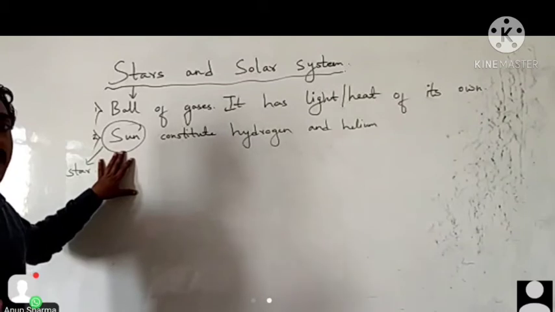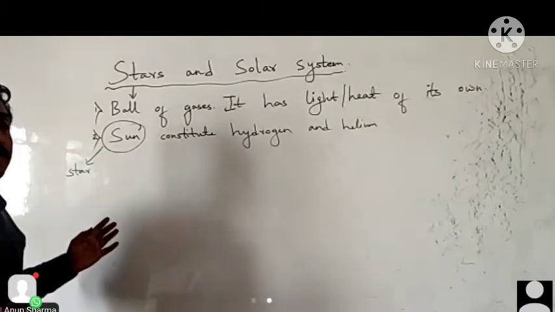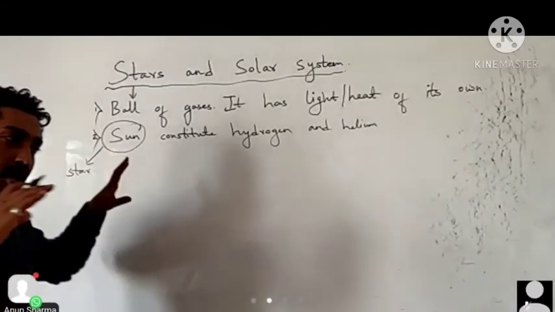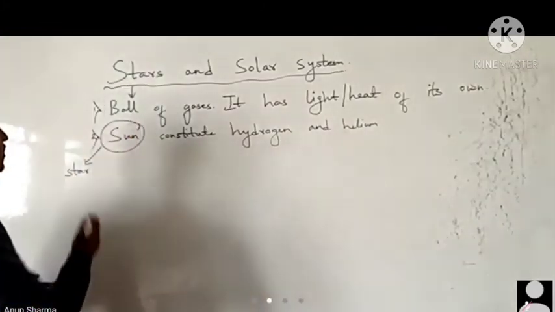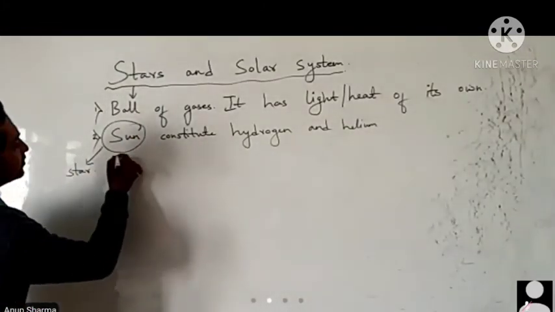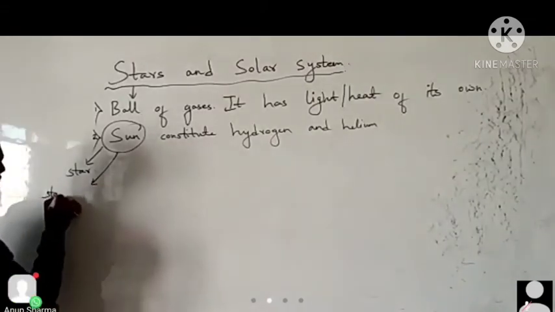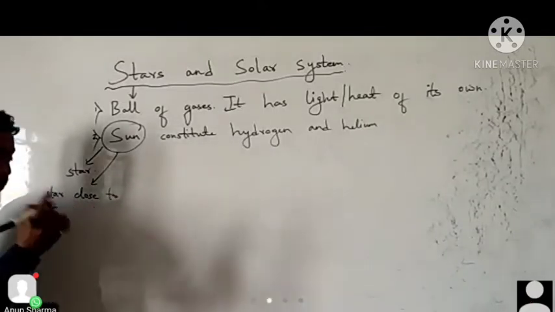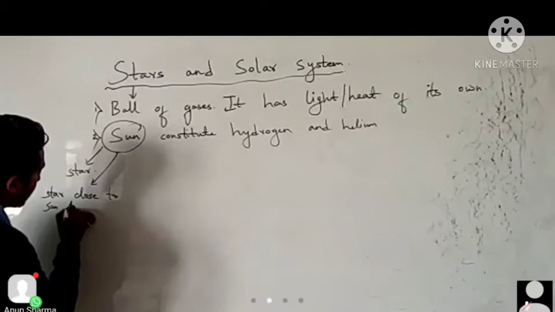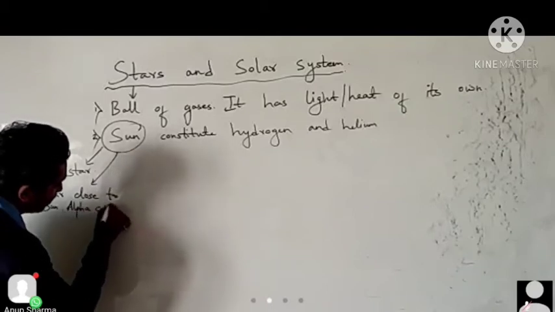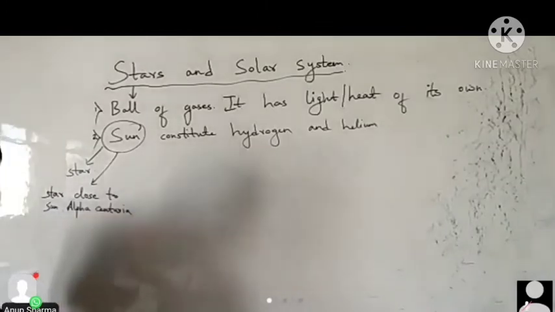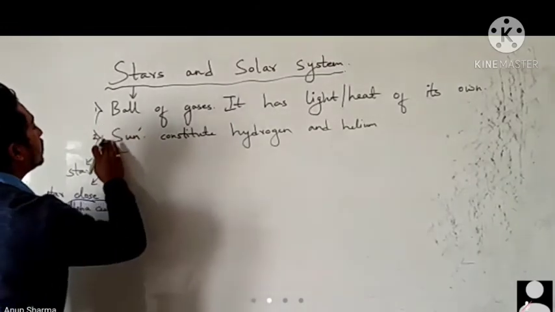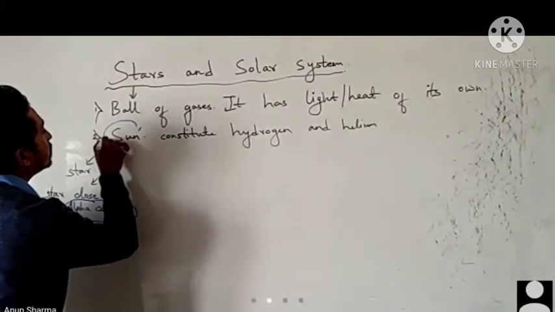The sun, being the nearest star to earth, looks big. Away from it we have another star. The star close to the sun is Alpha Centauri. So this is also a star, and the sun is also a star.